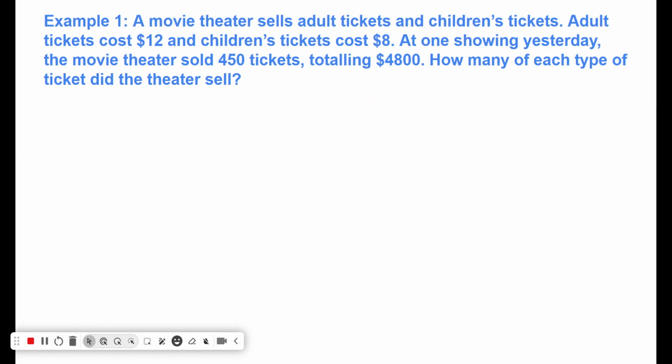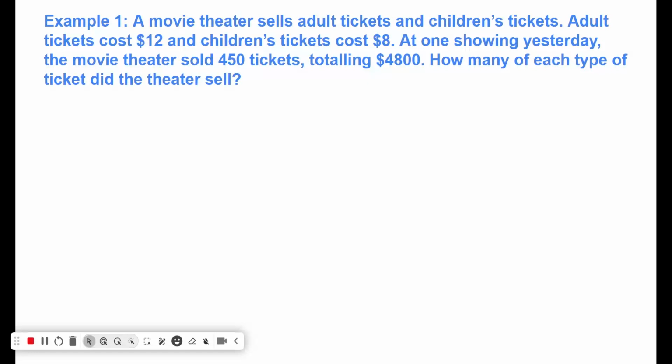So example one: a movie theater sells adult tickets and children's tickets. Adult tickets cost $12 and children's tickets cost $8. At one showing yesterday, the movie theater sold 450 tickets, totaling $4,800. How much of each type of ticket did the theater sell?